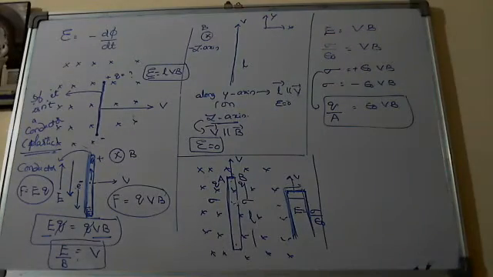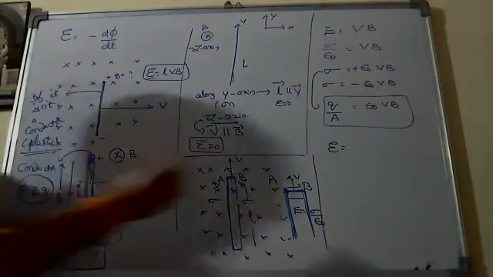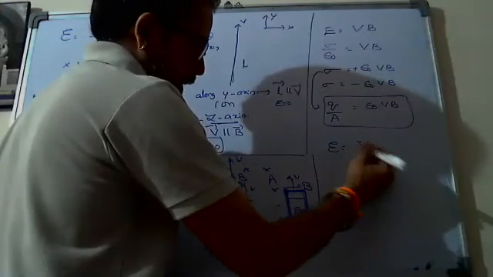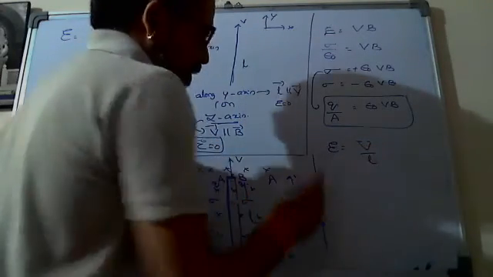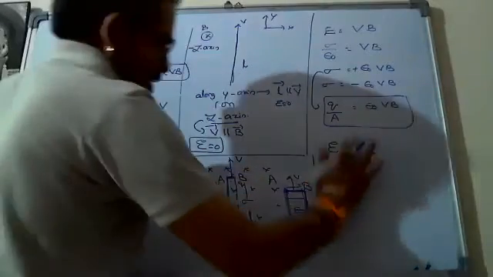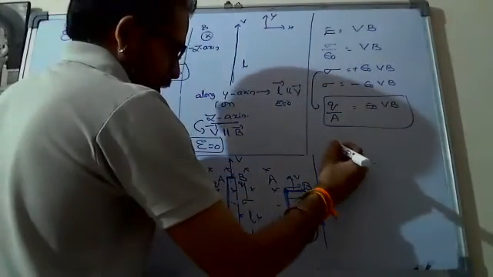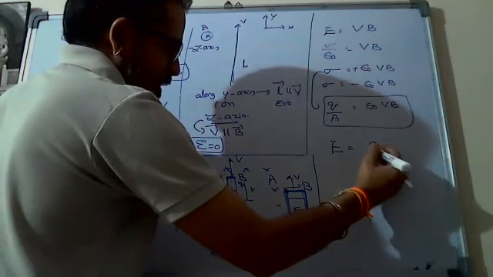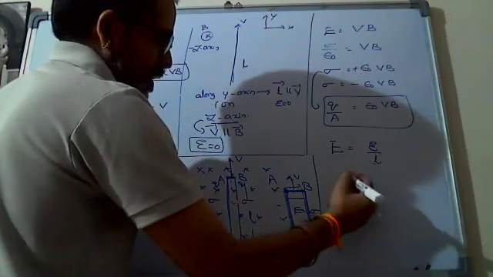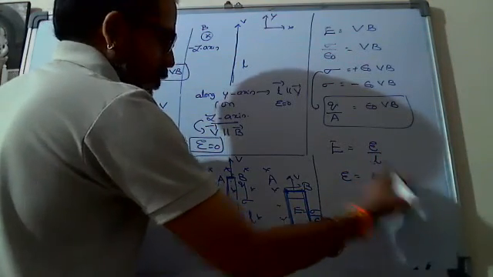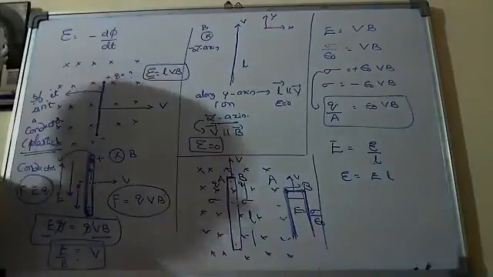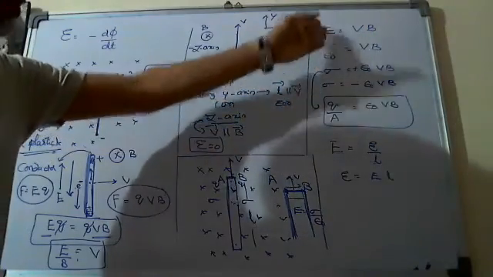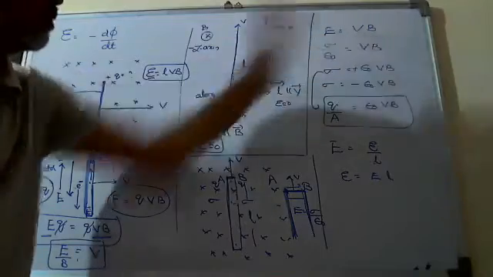Right. So E is equal to the potential difference, dou V by dou X, or V by L. Since electric field is the potential dou V by dou X, EMF by length, so EMF is equal to electric field into length. Here there is no need to use dou V by dou X. Why? Because the electric field is a constant value, that is sigma by epsilon naught, or vB.